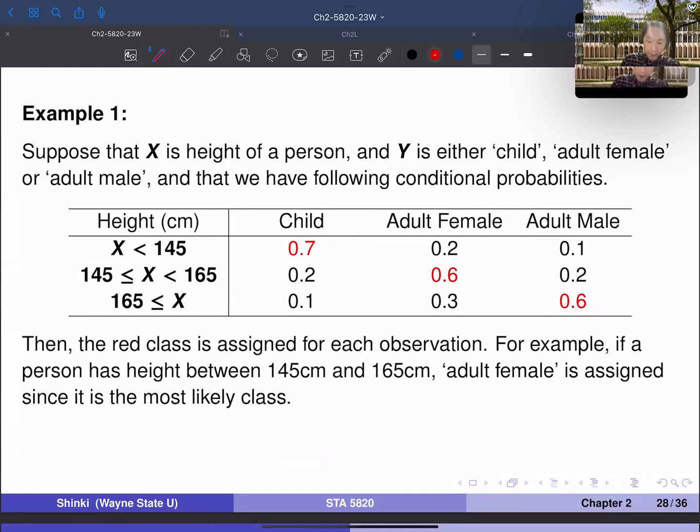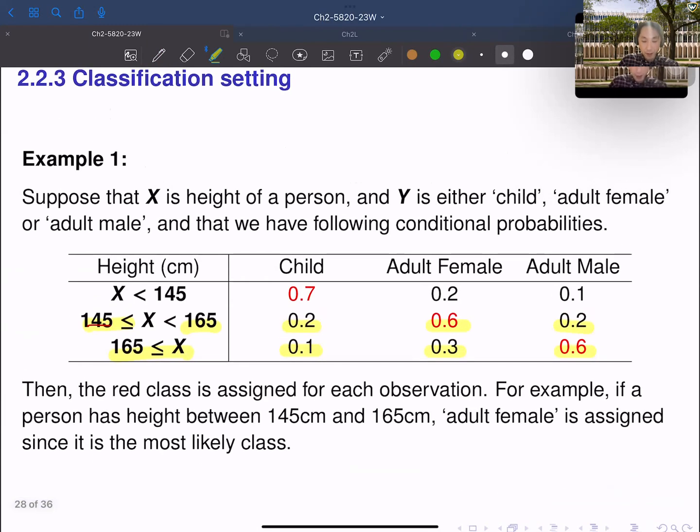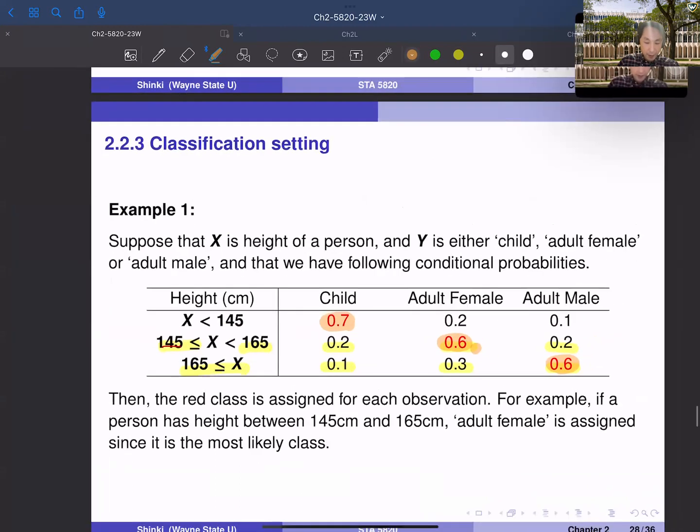If height is less than 145 centimeters, that person is 70% child, 20% adult female, and 10% adult male. If height is between 145 and 165, then the probabilities are 20%, 60%, and 20%. More than 165, they're 0.1, 0.3, 0.6, 10%, 30%, 60%. Given height, how to decide whether a person is child, adult female, or adult male? The Bayes classifier is based on the largest probability. So this one, and this one. If the person is less than 145 centimeters, we decide that person is probably a child. Between 145 and 165, we decide the person is an adult female, and more than 165, adult male. So that is the Bayes classifier.